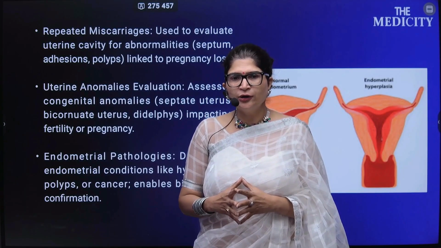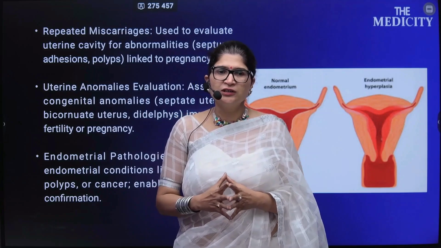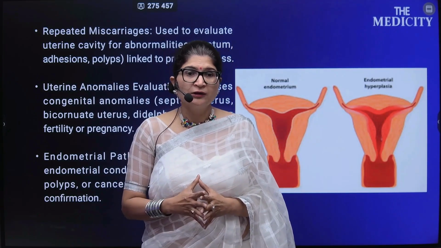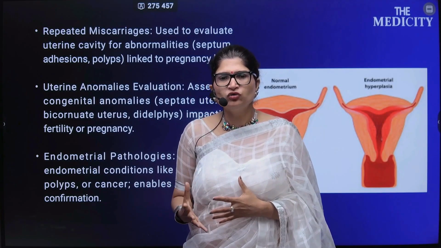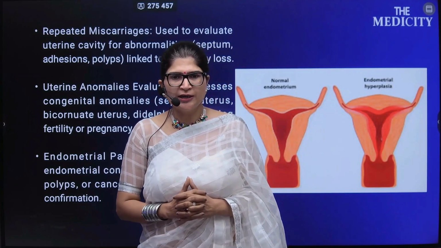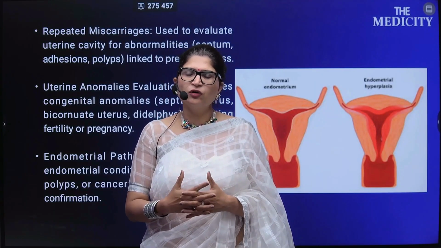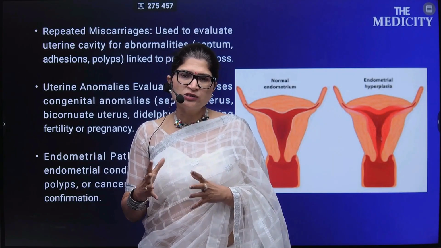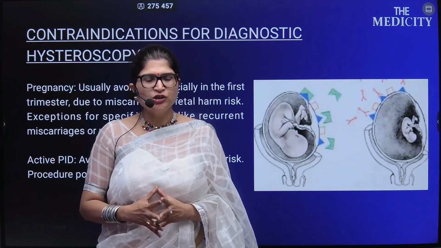All the congenital anomalies may be septate, bicornuate, didelphys, impacting infertility or the fertility of the patient and can even lead to pregnancy losses. Endometrial pathologies, if I talk on, it is being used to diagnose the endometrial conditions like hyperplasia, polyps, cancers, and it enables the biopsies for confirmation. We can even take biopsy with the help of the hysteroscope. So hysteroscope has come up as a modality even for diagnosis. We have discussed the indication of hysteroscopy.